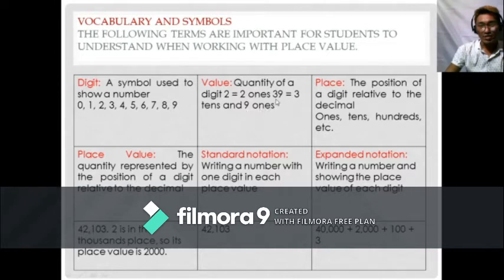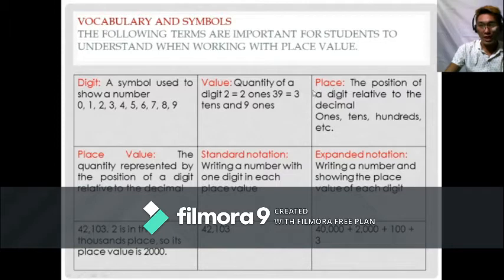Again, 39 has 3 tens and 9 ones. Okay, that is the value of place value. Okay, next, standard notation. When you say standard notation, it's writing a number with one digit in each place value. We have here the example 42,103. Okay, in a standard notation, like a numerical number.